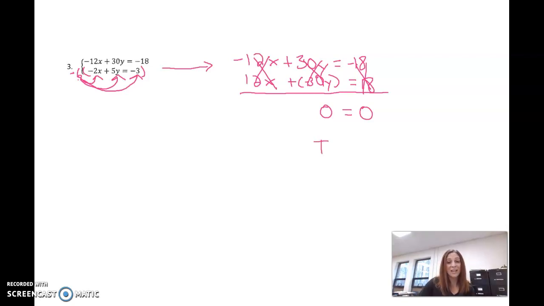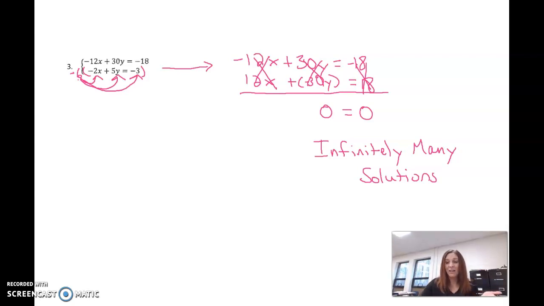And so if you get that, there's not no solution. There's infinitely many solutions. If we were to graph them, they'd be the same line. Okay, so those are the different types of solutions we can get, even when we're using elimination.